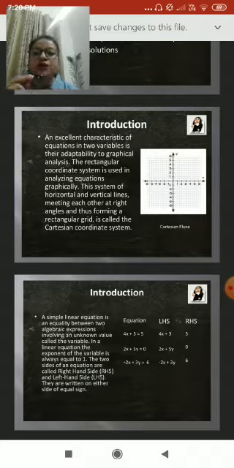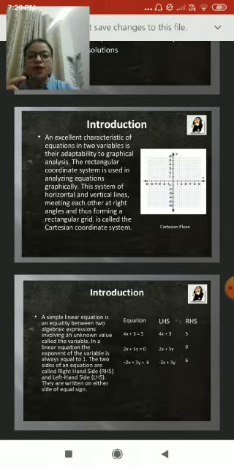An excellent characteristic of equations in two variables is their adaptability to graphical analysis. The rectangular coordinate system is used in analyzing equations graphically. This system of horizontal and vertical lines meeting each other at right angles and thus forming a rectangular grid is called the Cartesian coordinate system. I hope you have already studied this in your previous class and you know how we plot a graph.